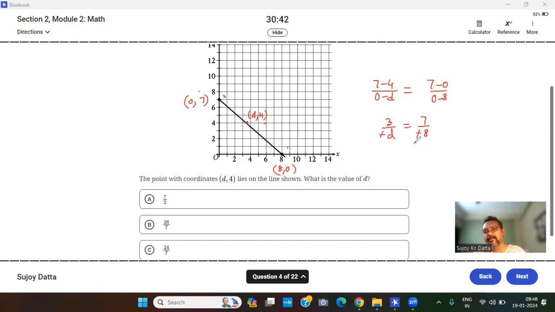Multiply negative 1 on both sides, it's gone. Cross multiply the d on this side, bring the 7 down. So you have 3 over 7 equals d over 8. Now multiply the d on this side by cross multiplying. You have d as 24 by 7. So 24 by 7 is option C.